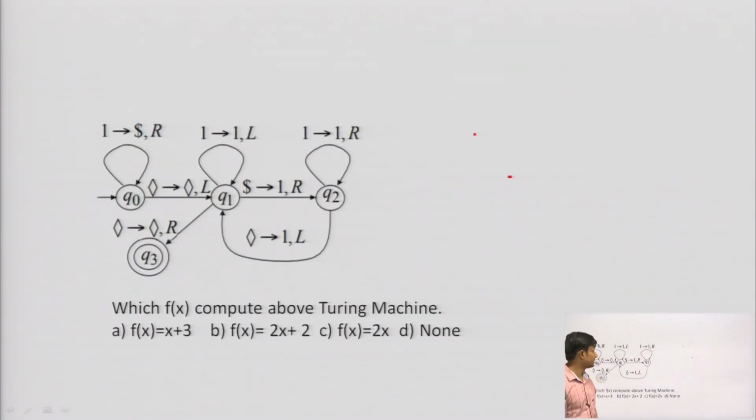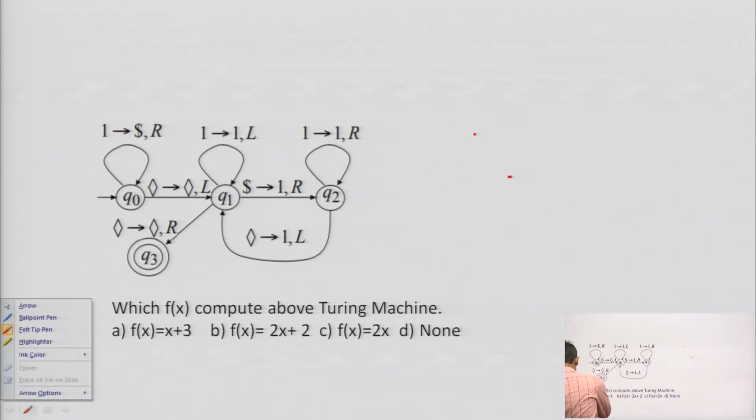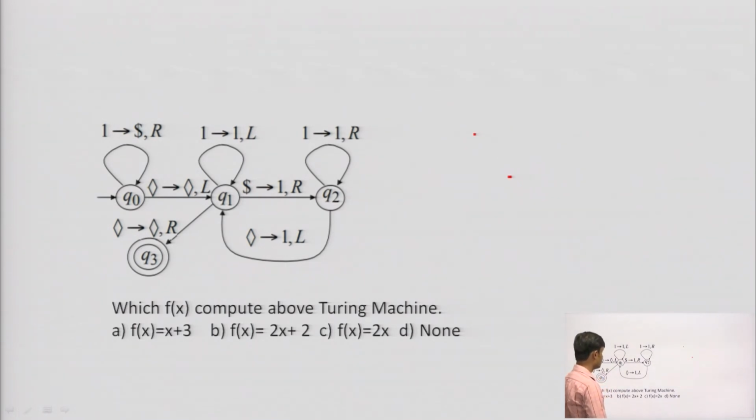See this one, this is an example given. This is a question that came in, I think, the NET exam. It is a very difficult question. You can see what function will be computed by this Turing machine. We will take an example here.